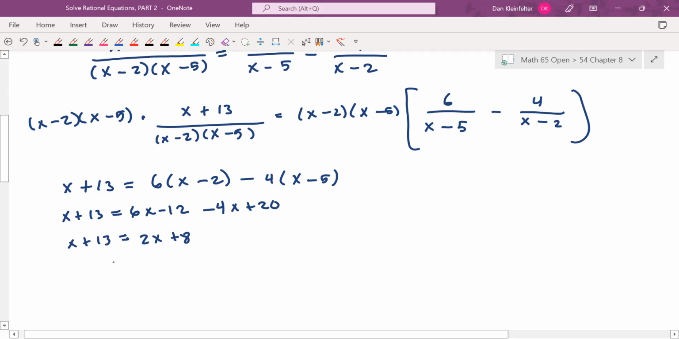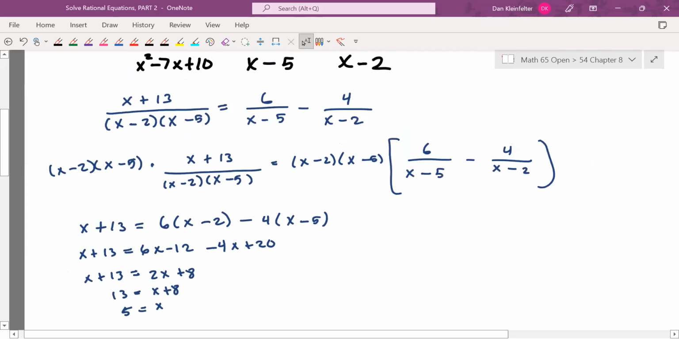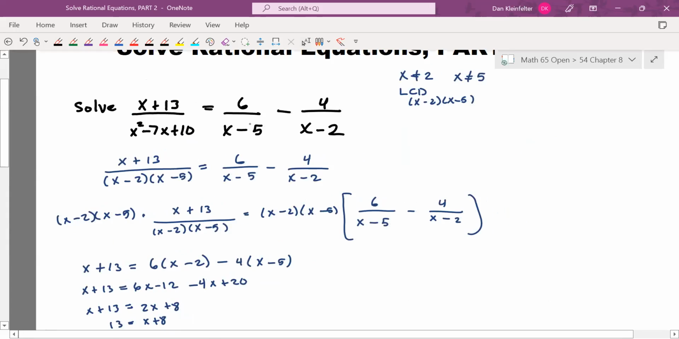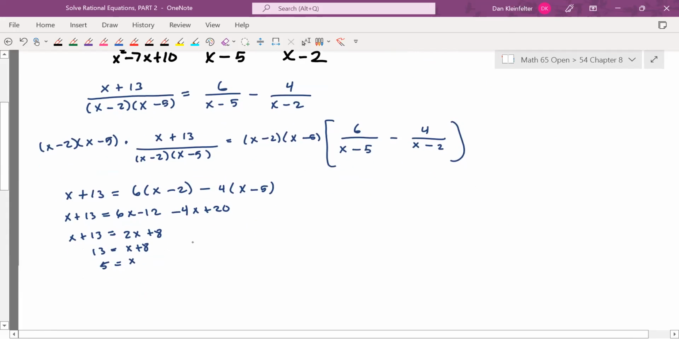And it looks like x is going to be 5. So let me take x from both sides, and then 8 from both sides. And it looks like x is 5, but that was one of our exclusions, right? We said at the very beginning that x cannot be 5 because that was one of the denominators present in our original equation. So the conclusion to make here is that there's just no solution.